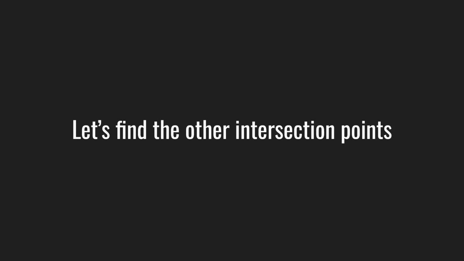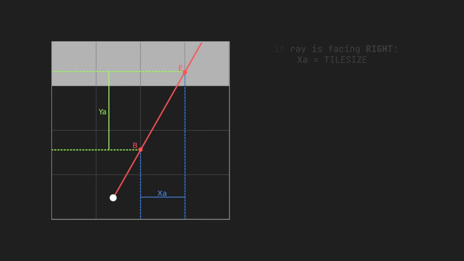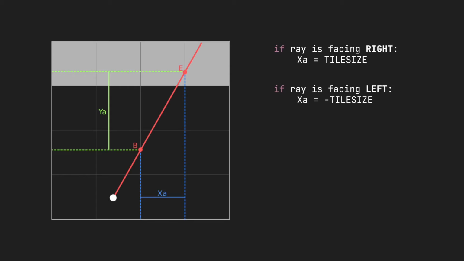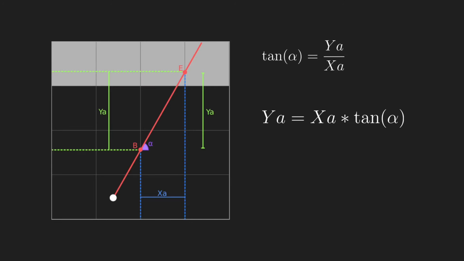Now again, let's find the rest of intersection points. You will notice again that there is a difference in X that is the same over and over. And the same goes for the Y difference. If the ray is facing right, then XA will be tile size, and if the ray is facing left, then XA will be negative tile size. As we know, the player's angle repeats itself over and over, and we can again use some trigonometry to find YA. There we go. We have discovered XA and YA.